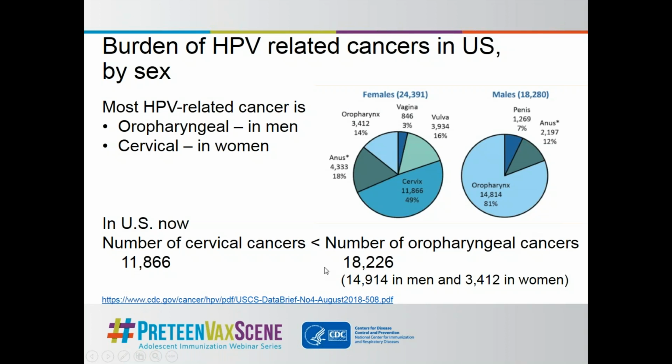Taken together, there's over 18,000 oropharyngeal cancers in the U.S. each year, which is much more common than cervical cancer in the U.S., and that is a recent trend. That is in the context that most cervical cancers are prevented by effective screening. So without screening, cervical cancer would be the much more common cancer, the most common HPV-related cancer, as it is in many other countries outside of the U.S. But in the U.S., because we have such effective cervical cancer prevention efforts, the number of oropharyngeal cancers now each year is significantly higher than the number of cervical cancers that we see in the U.S.